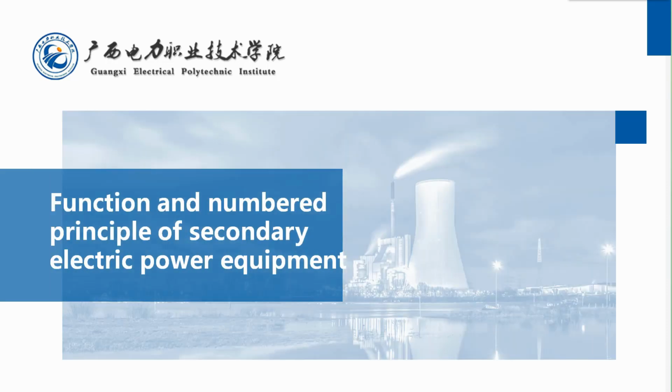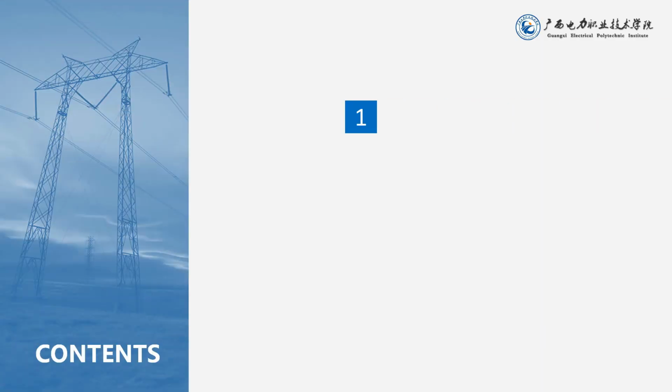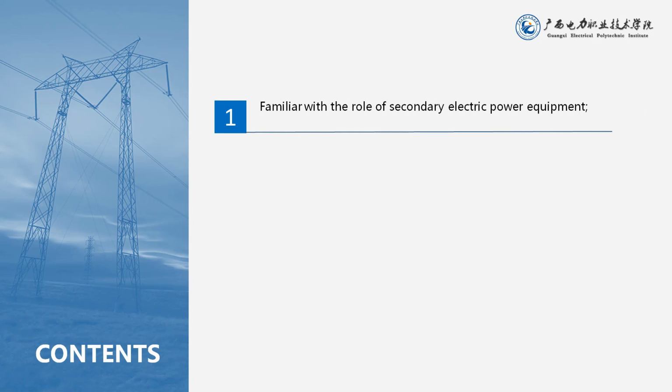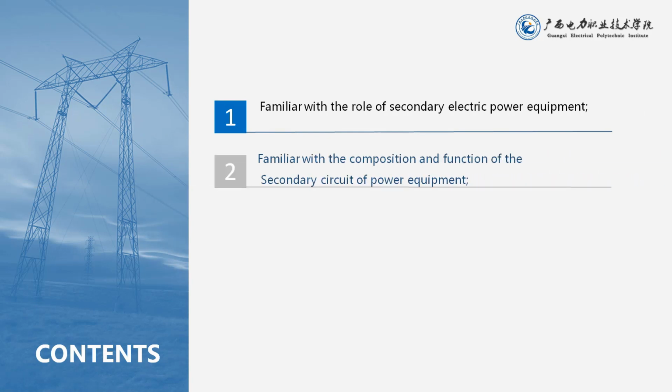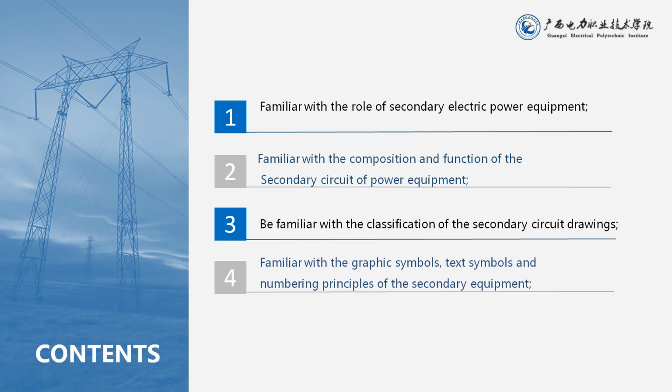Function and numbered principle of secondary electric power equipment. Contents. 1. Familiar with the role of secondary electric power equipment. 2. Familiar with the composition and function of the secondary circuit of power equipment. 3. Be familiar with the classification of the secondary circuit drawings. 4. Familiar with the graphic symbols, text symbols and numbering principles of the secondary equipment.